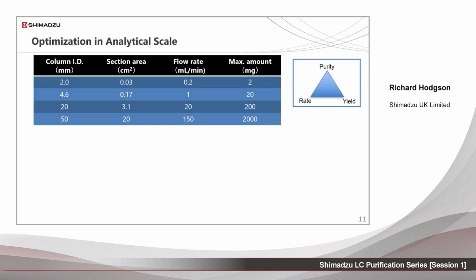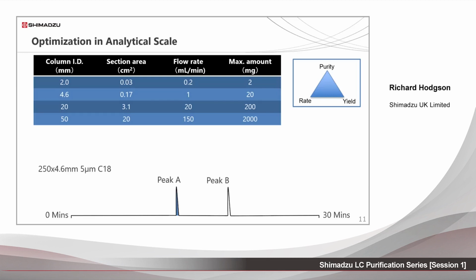Let's look at an example. We've been given an analytical method which contains 2 peaks, A and B. We want to isolate and collect peak A, but peak B is not required. We're running a 250 by 4.6mm 5 micron C18 column, and our analytical method injection volume is 5 microliters. We require 700 milligrams at greater than 92% purity. We have an LC instrument that can handle up to 20 mL per minute, and we have a 20mm ID column in the same phase, length and particle size as the column used for the analytical method.